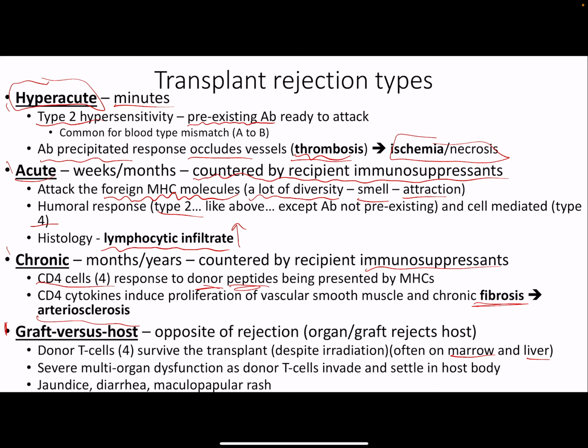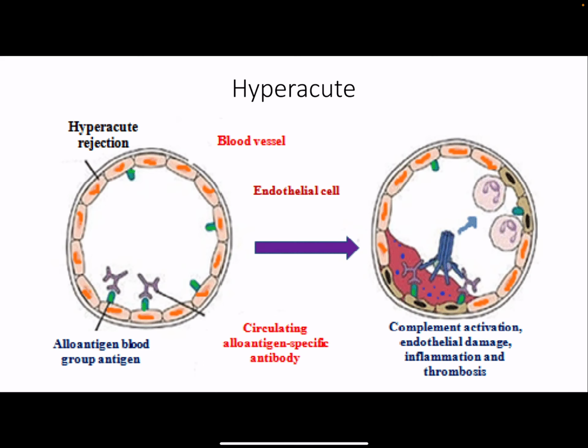And this causes multi-organ dysfunction, and often these cells will even invade the new bone marrow, the new stem cell niches, and now you have permanent foreign denizens in your body that are just constantly producing B cells and T cells that hate your guts and are attacking you. Jaundice, diarrhea, and a big rash are going to be common for that.